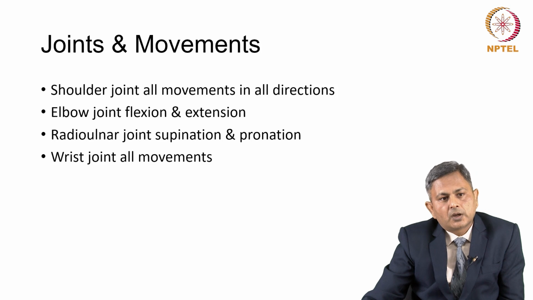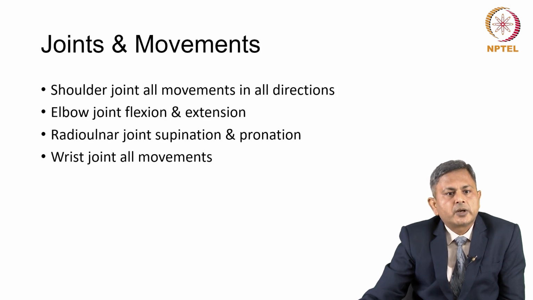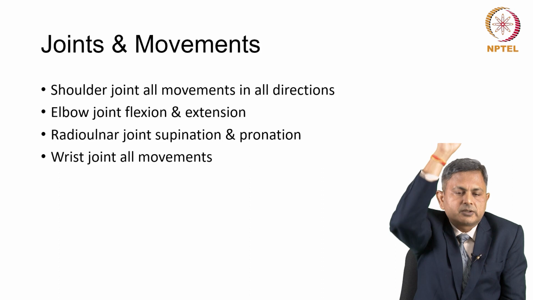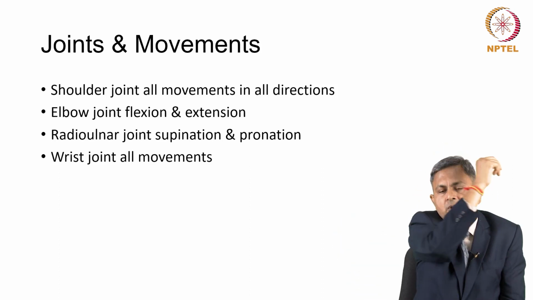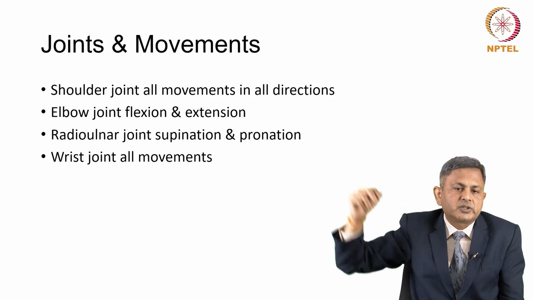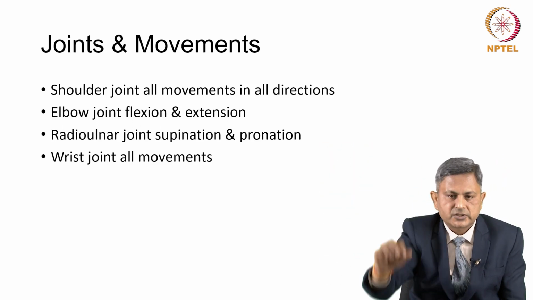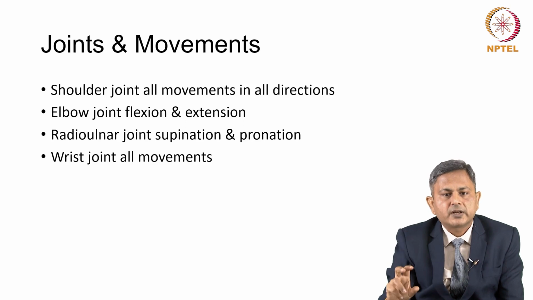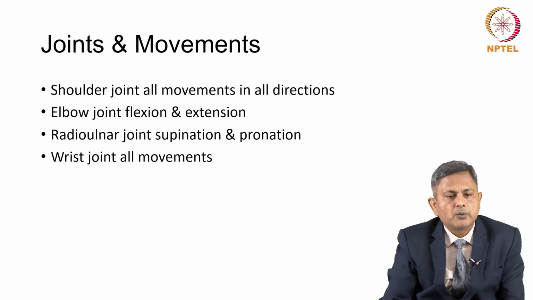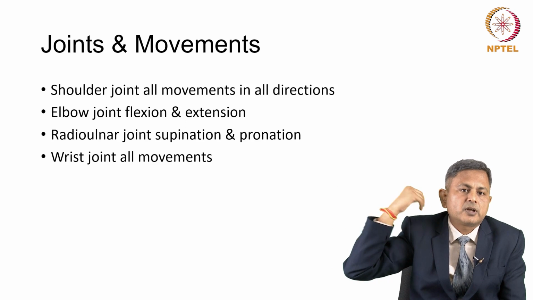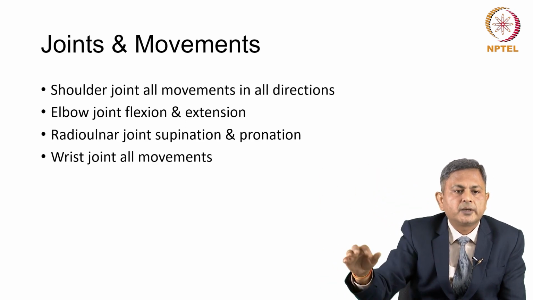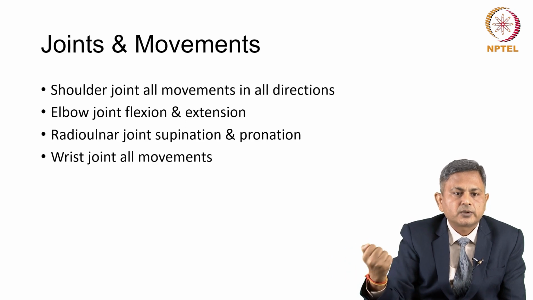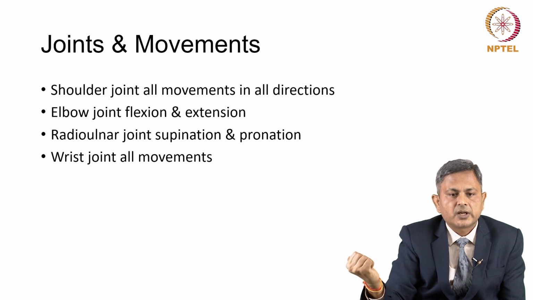Now, joint movements. The shoulder joint gives flexion, extension, abduction, adduction, horizontal abduction, and circumduction. The movement of a bowler is circumduction. The elbow joint gives flexion and extension. The radioulnar joint gives supination and pronation. The wrist joint gives circumduction, flexion, extension, adduction, and abduction.